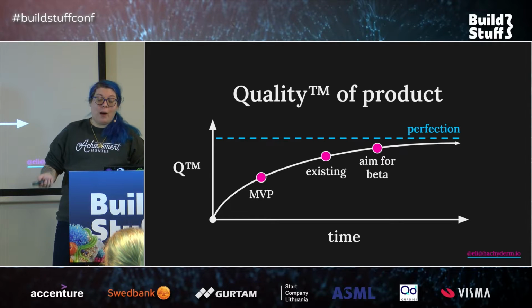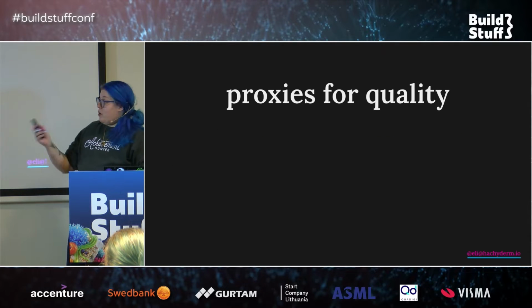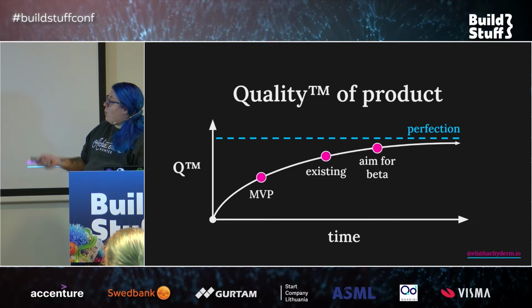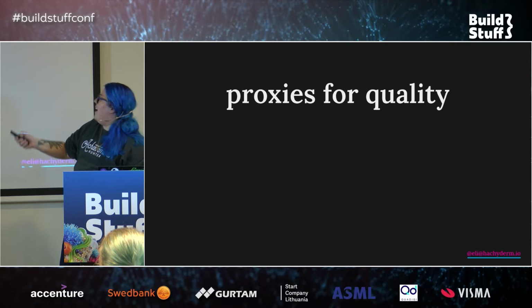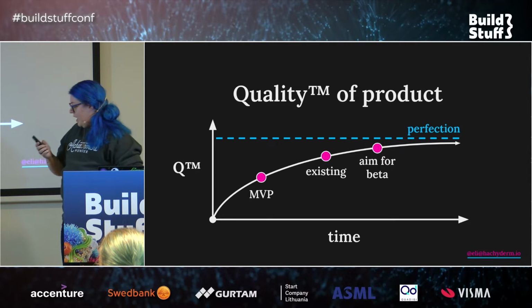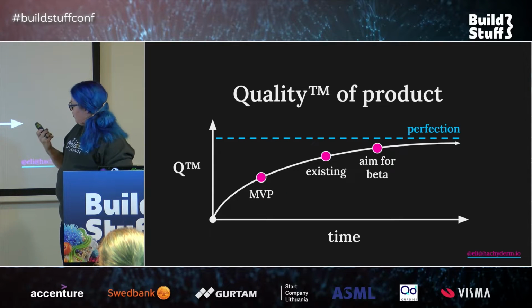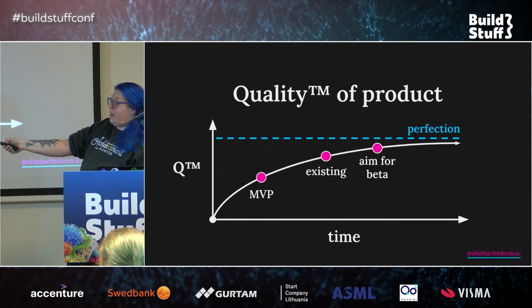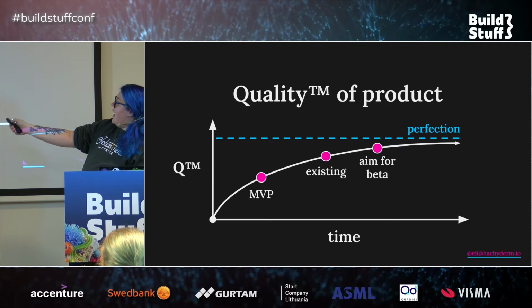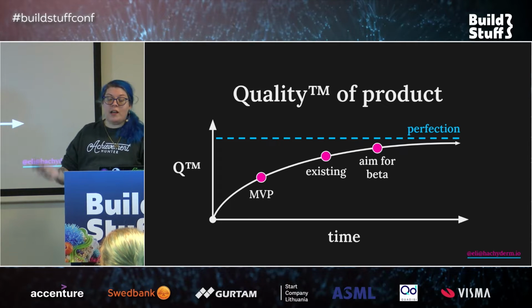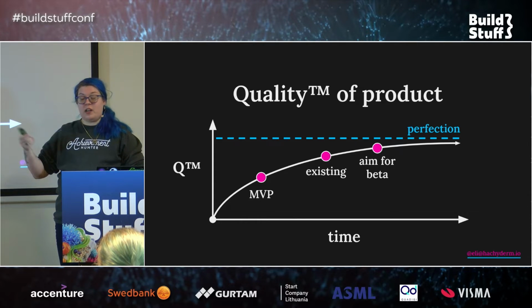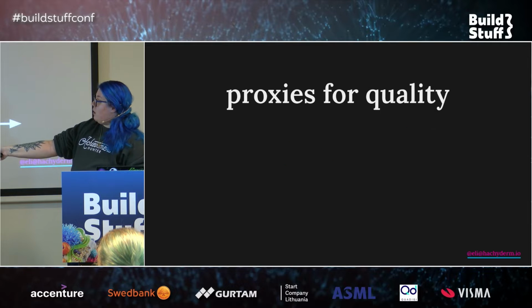So one way of thinking about a public beta, when you think about proxies for quality, is when you're here with the MVP, and you want to get to here, and you think that running a public beta is going to help you get from there to there. And in order to make that judgment about when that's going to be useful, we need to think about quality.